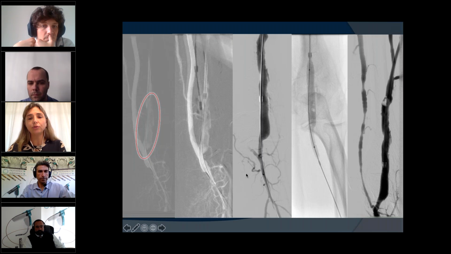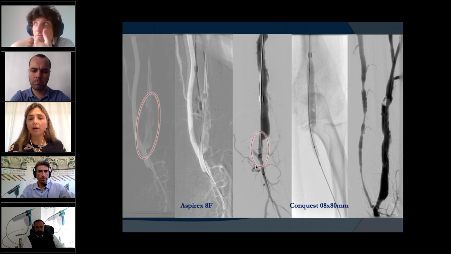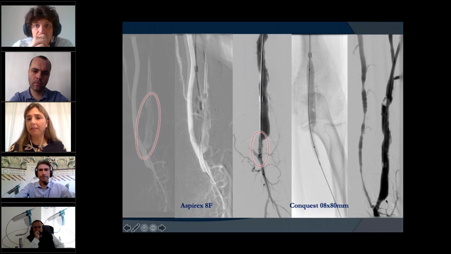And this is the control. This is the Aspirex 8 French. And this is the control after thrombectomy, successful declotting. And we can see the culprit lesion. It's a lesion close to the anastomosis. It was post-dilated with an 8 mm balloon. And that's the final result after the proximal declotting and PTA.